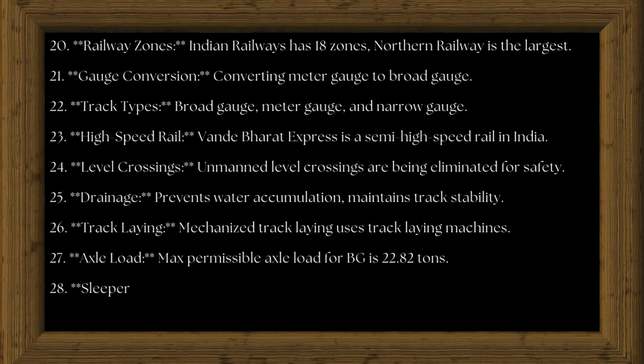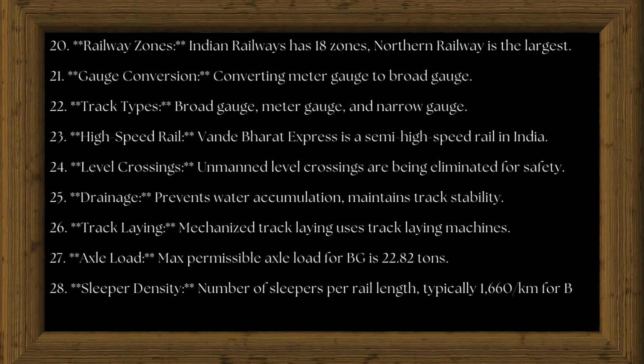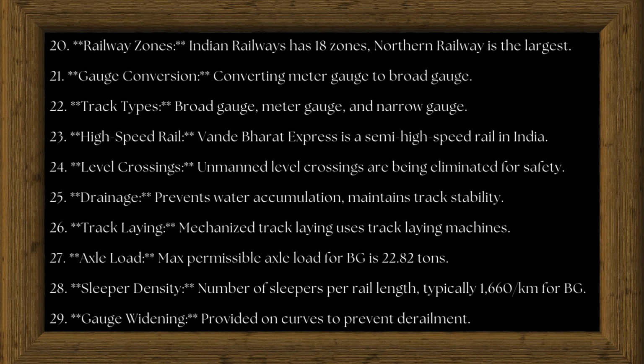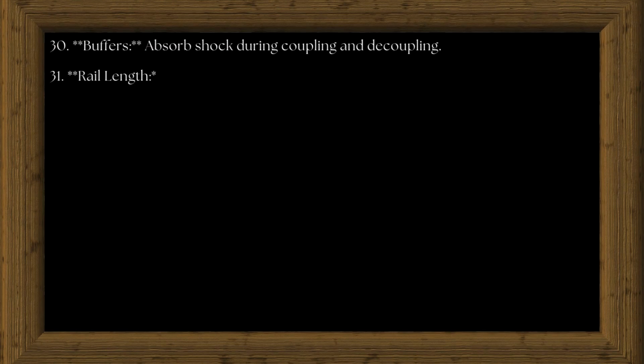Sleeper density: it is the number of sleepers per rail length, typically 1660 per kilometer for broad gauge. Gauge widening: it is provided on curves to prevent derailment. Buffers: it absorbs shock during coupling and decoupling. Rail length: the standard rail length is 13 meters.